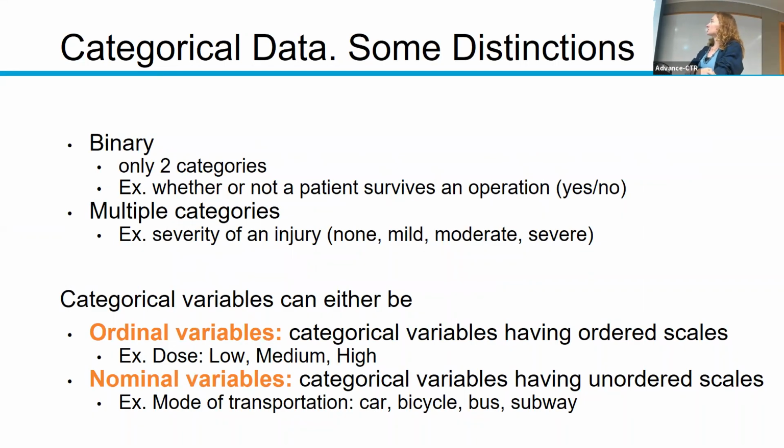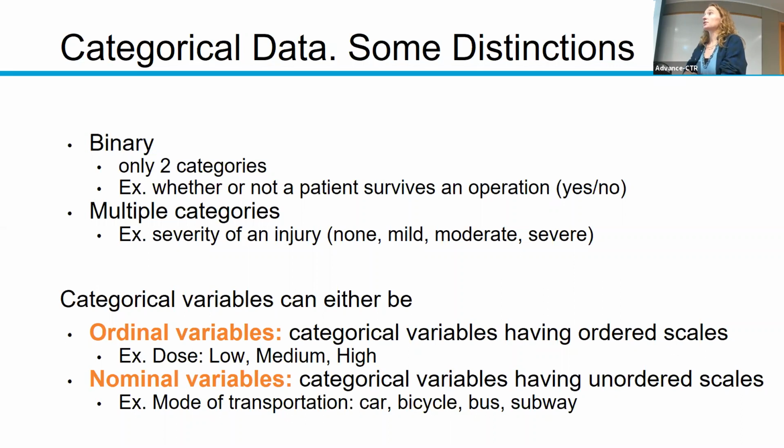So some distinctions of categorical data. It's data with categories. You can have binary categorical data, so that's data that just has two categories. So whether or not a patient survives an operation. For that variable, you could just have yes or no. There are only two possible outcomes. You can also have categorical data with any number of categories. For example, if you were measuring the severity of an injury, you might have 4 distinct categories: none, mild, moderate, or severe.